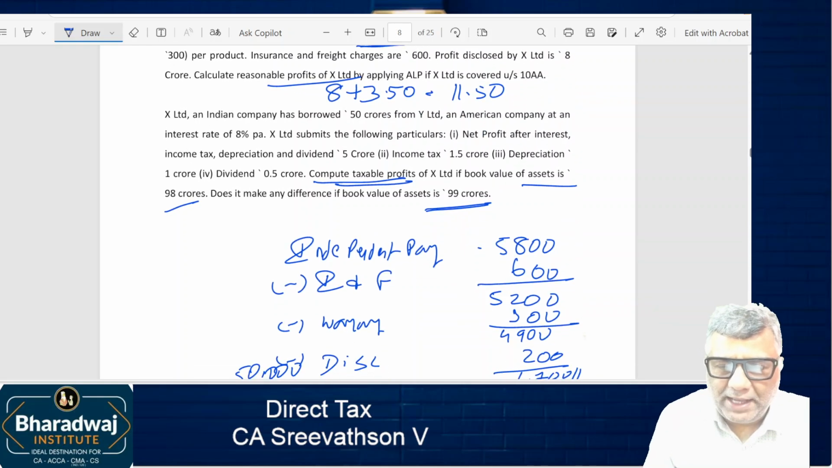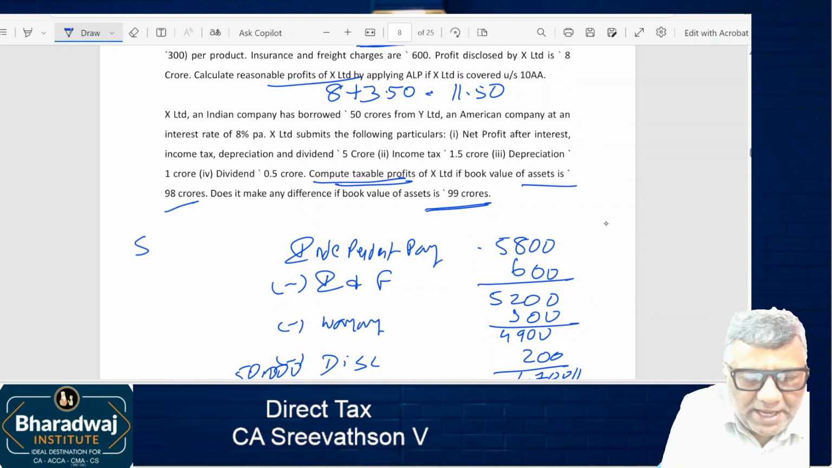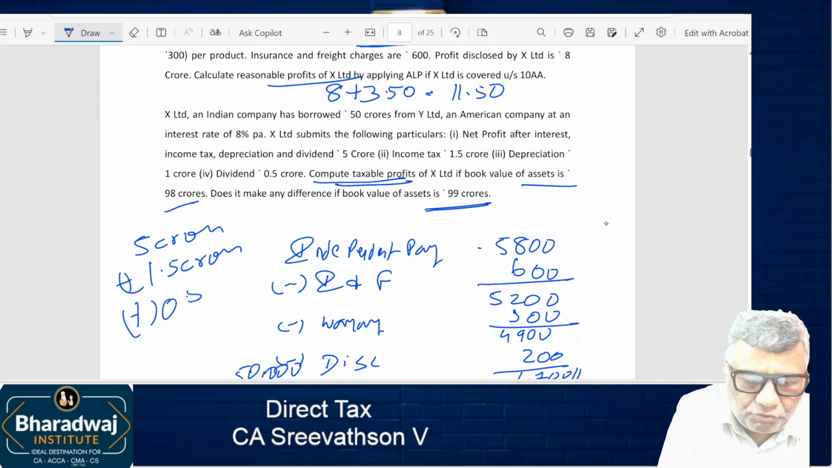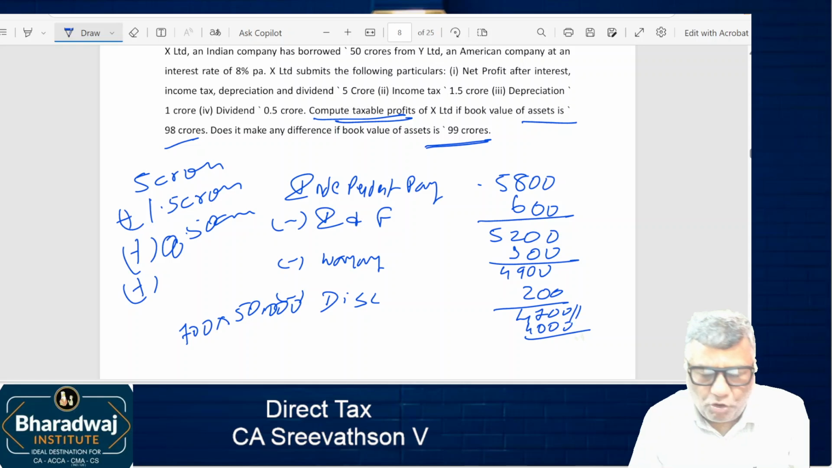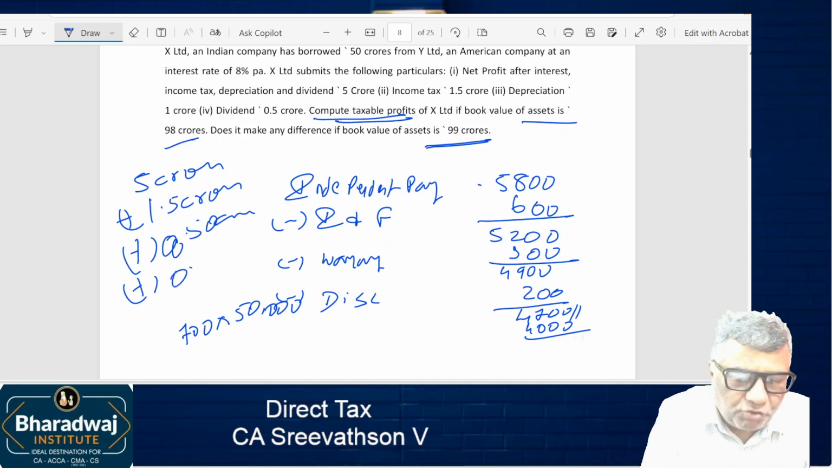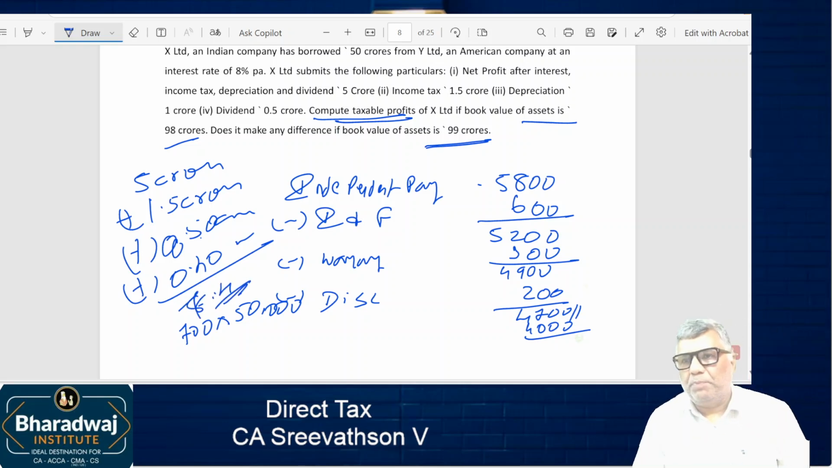What will happen is, net profit after income tax, so 5 crores. Income tax will not be allowed, 1.5 crores. Depreciation and dividend will not be allowed, 1 crore and 0.5 crores, plus interest of 0.40 crores. So 6.5, 7, 7.4 will be the taxable profit.